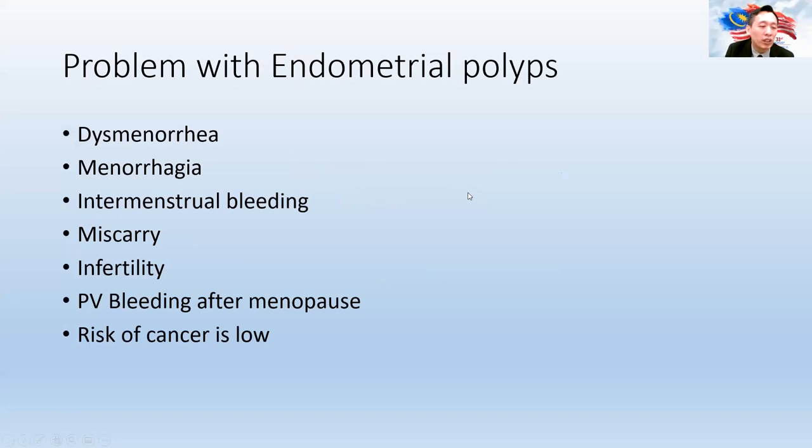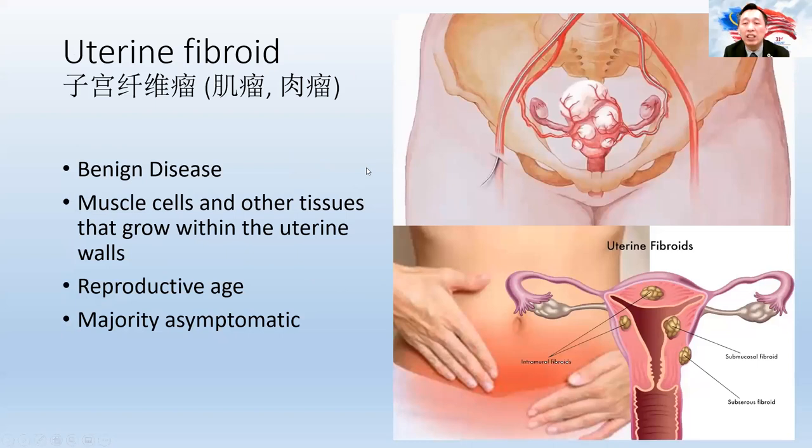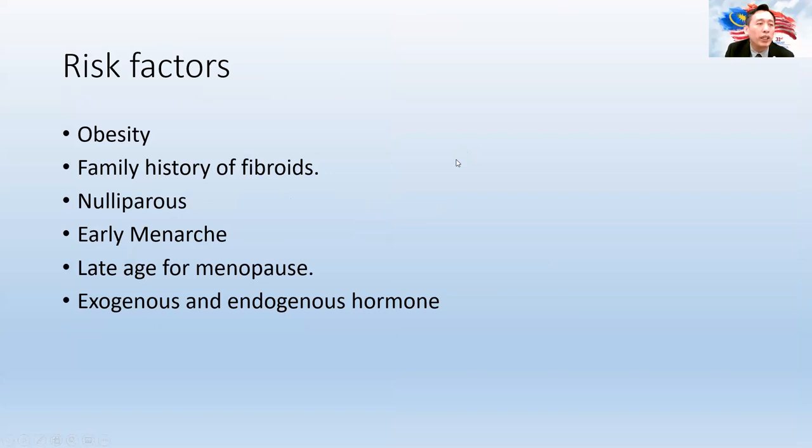Uterine fibroid is actually a benign disease. It is an overgrowth of muscle cells inside the uterine muscle. All right. So normally it happens in the reproductive age group. Majority is asymptomatic. Risk factors: obesity, family history of fibroid, nulliparous, early menarche, late menopause, also exogenous and endogenous hormones.